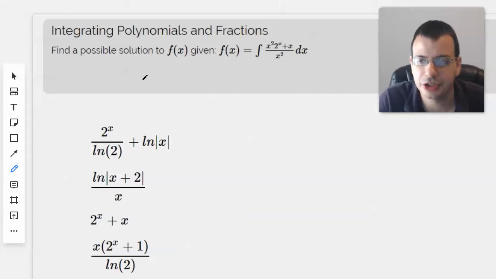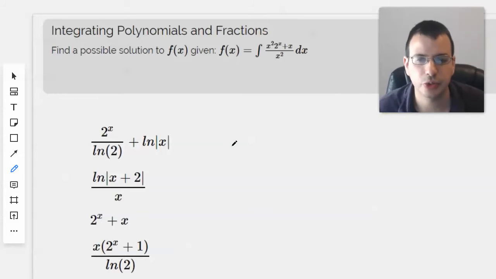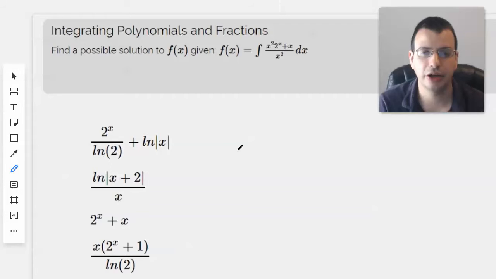Find a possible solution to f of x given that f of x equals x squared 2 to the x plus x over x squared.